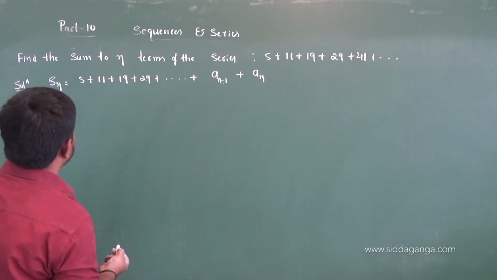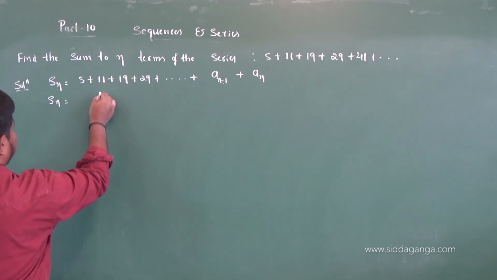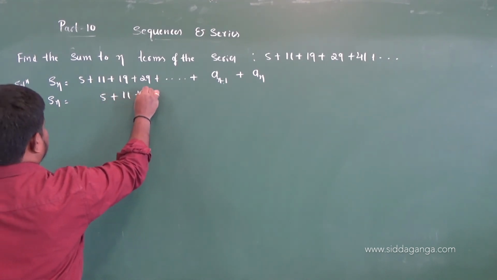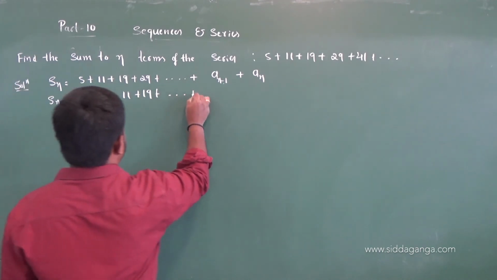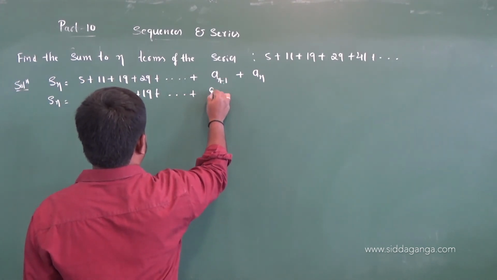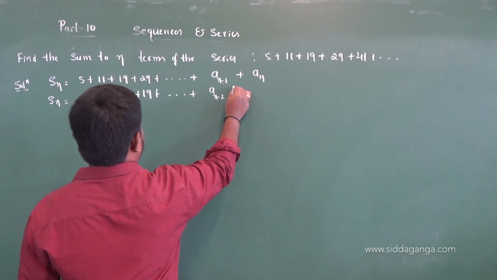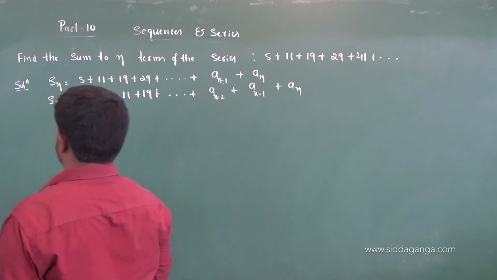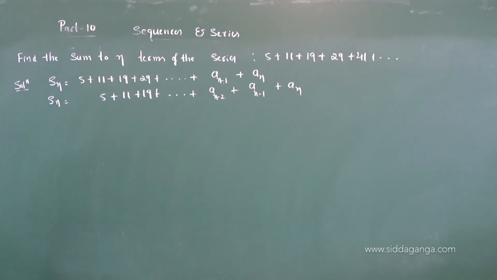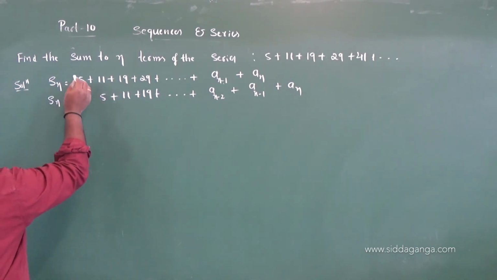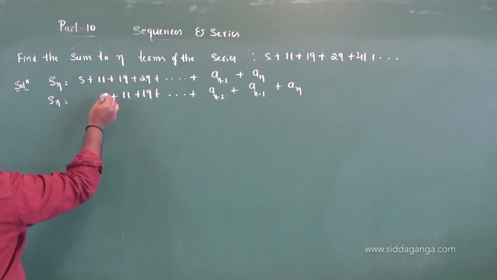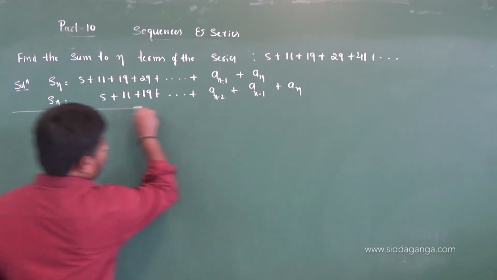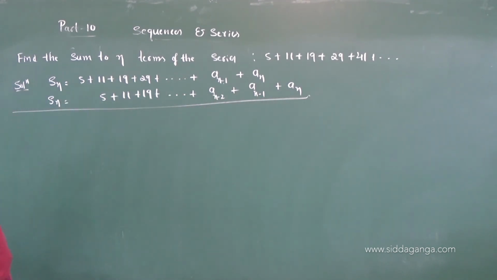I'm going to change some order. I'm going to write 5, below the 5, below the 11, here 5 plus 11 plus 19 and so on. And hence, you get An minus 2 below An minus 1, right? Plus here you get An minus 1 plus An. Observe the difference. I left this and I have written the first term below the second term. So now, I am going to subtract in this order.